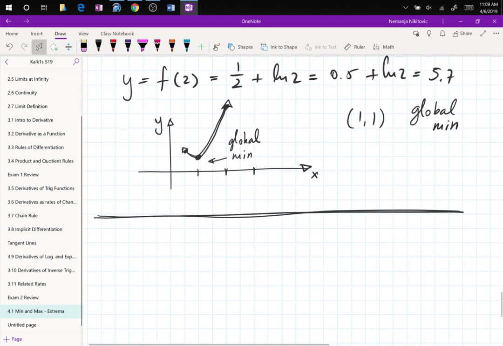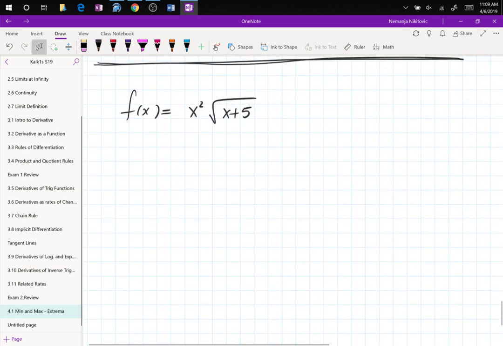Okay, one more, and then we have another thing to work on. So this one is f of x is given as x squared times the square root of x plus 5. Same drill. Derivative, set it equal to 0, solve the equation. Okay, no pressure, you have 15 seconds. Go.